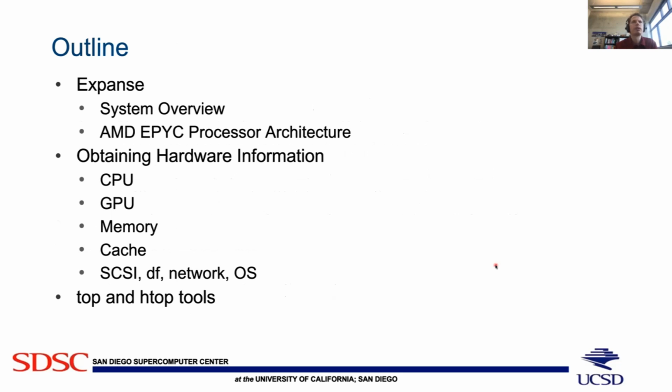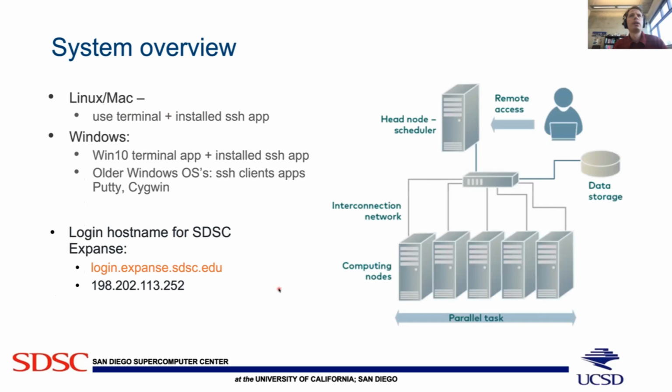So we'll look a little bit at Expanse. You already know something about Expanse. I'll give you again a brief overview of the system, and then a little bit more details about the AMD EPIC processor architecture before we're looking at different ways of obtaining hardware information, and finally also look at TOP and HTOP, which you may already know, and if not, those are very useful tools. So let's start with a brief system overview.